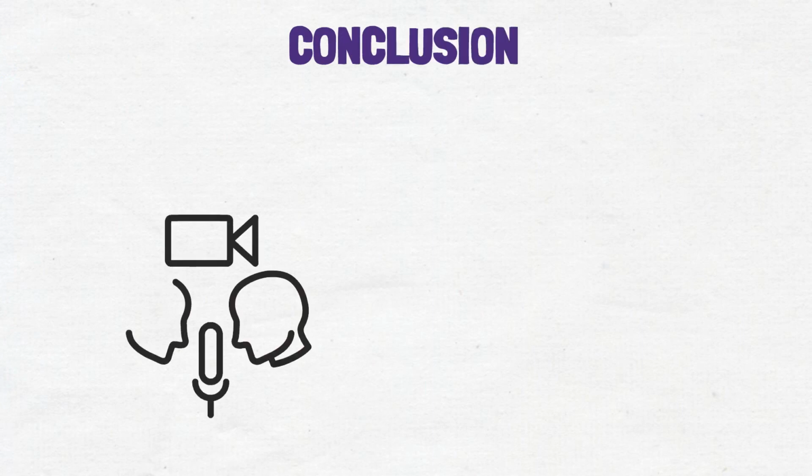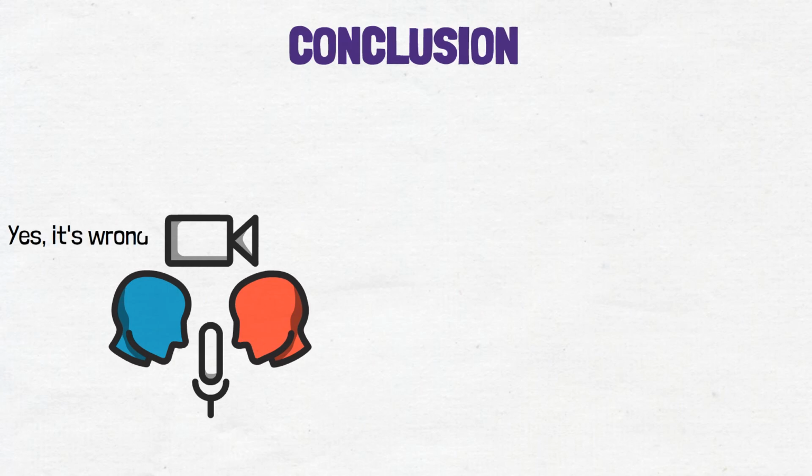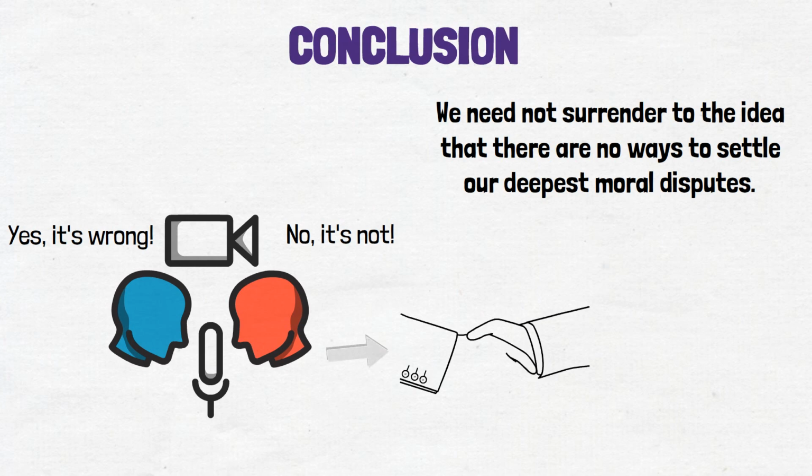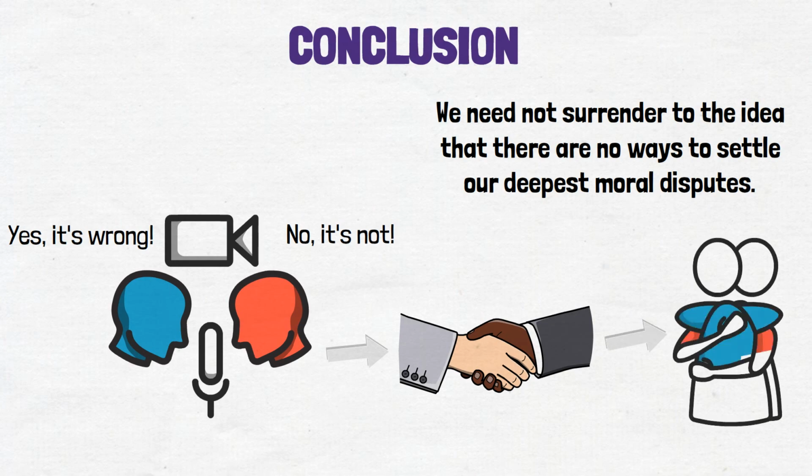In conclusion, disagreements about morality are some of the most intense and complicated disagreements one can encounter and engage in both the public sphere and in one's private life. But as we've seen, we need not surrender to the idea that there are no ways to settle our deepest moral disputes. And even if the dispute is about weighing our deepest values against the conflicting set of values of others, we can at least continue to explore and devise ways by which to rationally settle them.